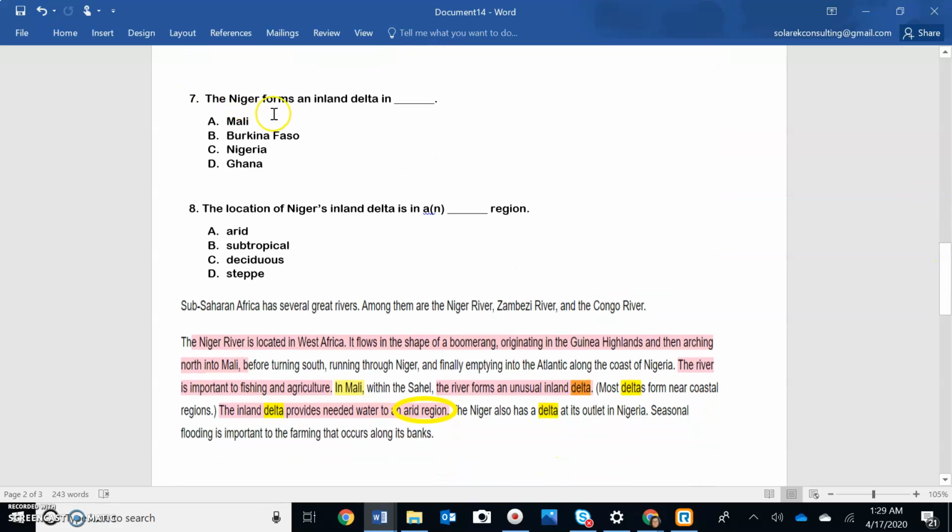The Niger forms an inland delta. The Niger River, this should have the word river in, so I'm putting it in right now. The Niger River forms an inland delta in where? We already had this, but I have it down here again for you. Niger River, the Guinea Highlands, then arching north into Mali. So it forms an inland delta. The inland delta provides needed water. Where is the inland delta? It's right there in yellow.